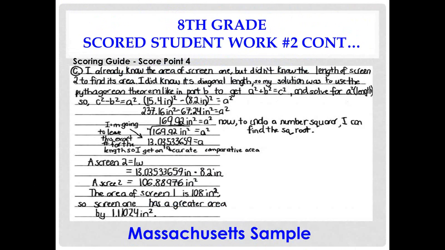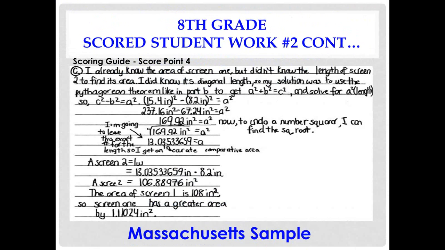And then their part C, they pretty much did the same thing. They did their substitution, but they used c squared minus b squared equals a squared, because they knew the hypotenuse and they knew one of the legs. So they squared the hypotenuse minus the square of one of the legs and found the remaining, and then they took the square root of that, which is about 13.03 as the previous student did.